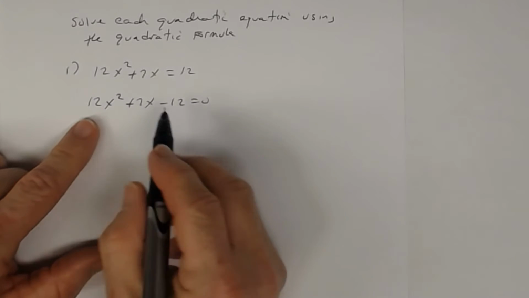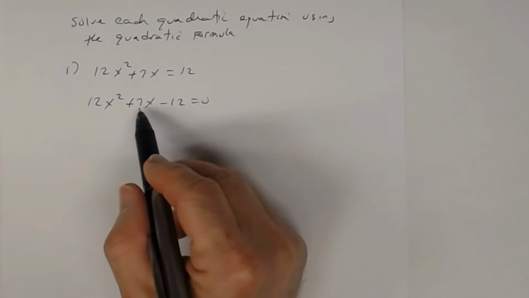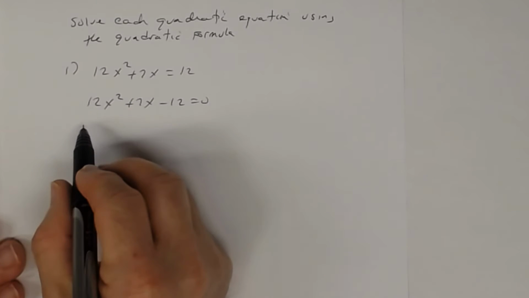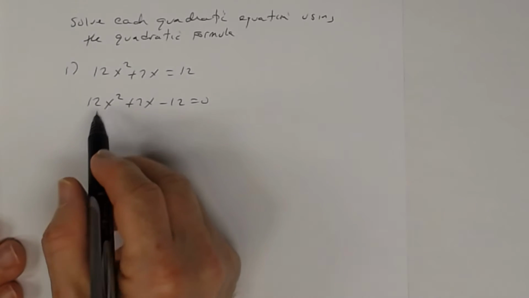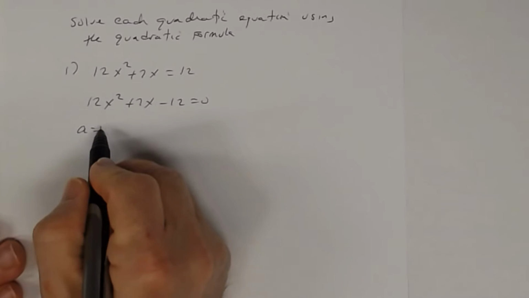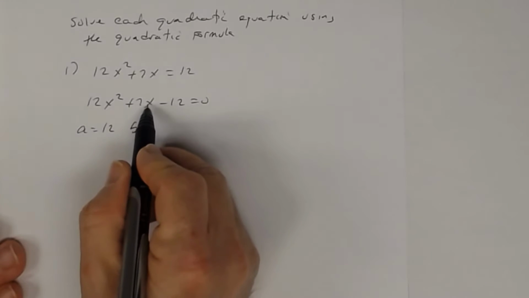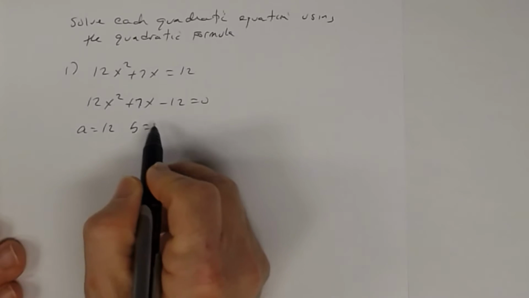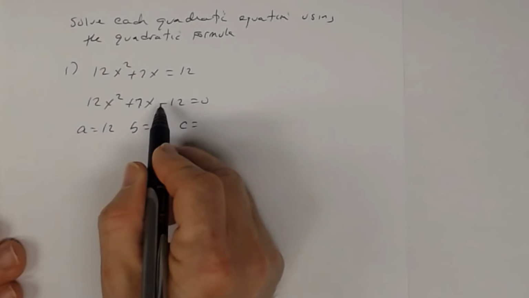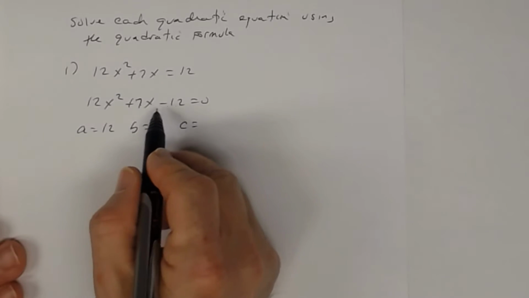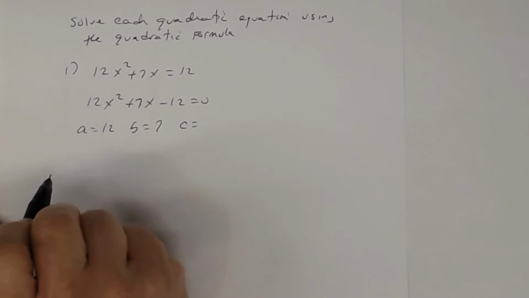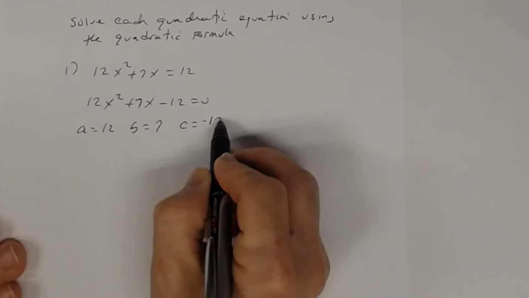So that's descending order. Before you substitute these values into the formula, it helps if you write out what a, b, and c are. So a, remember, is the coefficient of x squared, which is 12. b is the coefficient of x, which is 7. c is your constant, which here is negative 12. Make sure you keep the signs correct. If this was a negative 7, you would put a negative 7 here. If this was a negative 12, you put a negative 12 here. So c here is negative 12.